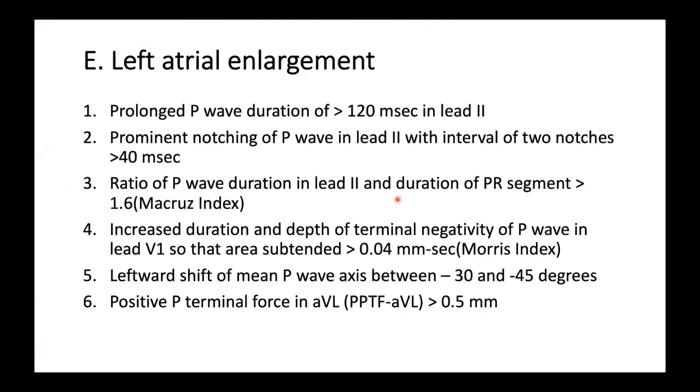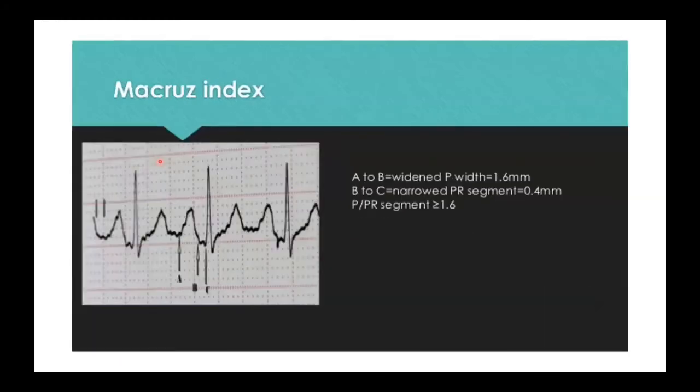Now, as we were discussing, what are the important points for left atrial enlargement? First, in lead 2, you should see that the P wave duration should be more than 120 millisecond. And as I told you, if they have a bifid P wave, the duration between the two notches should be more than 40 millisecond. Next comes the Macruz index in lead 2. So the ratio of P wave duration, the P wave duration divided by the PR segment, should be more than 1.6.